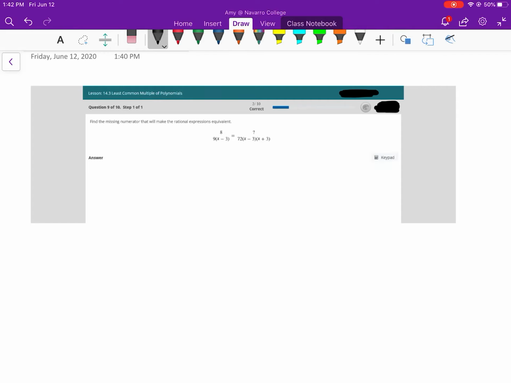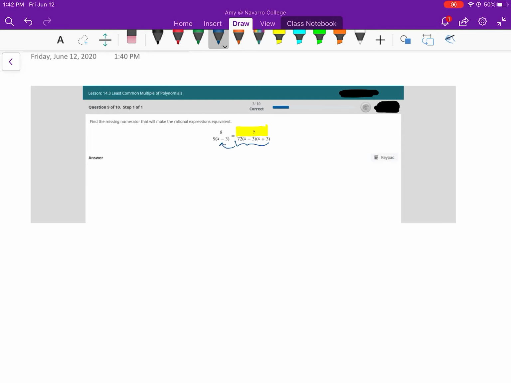Okay, so we have this problem where we want to find the missing numerator, or the top. All we're really wanting, and all the system wants you to do, is figure out what should go on the top of this. But in order to do that, the first thing I need us to do is come down here to the bottom of the fraction that's missing the numerator and talk about what's been multiplied onto this denominator from this original one.